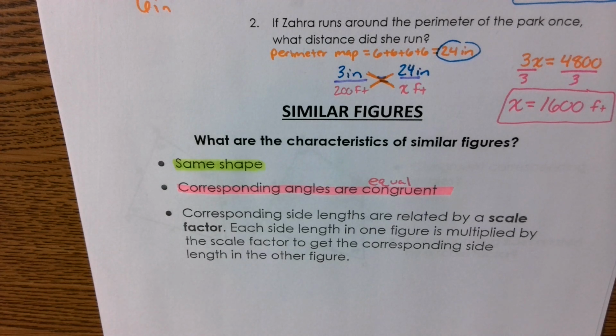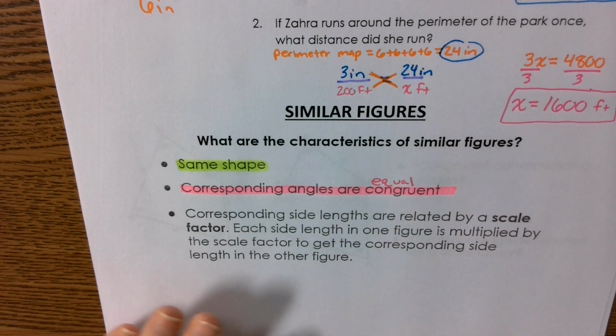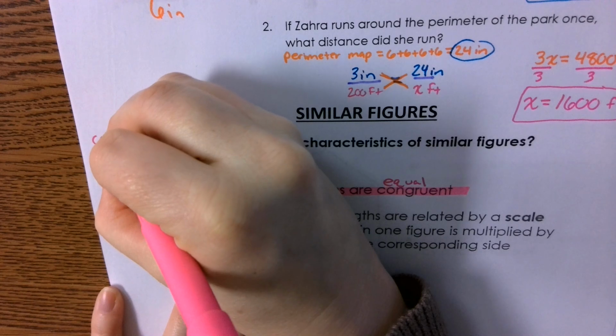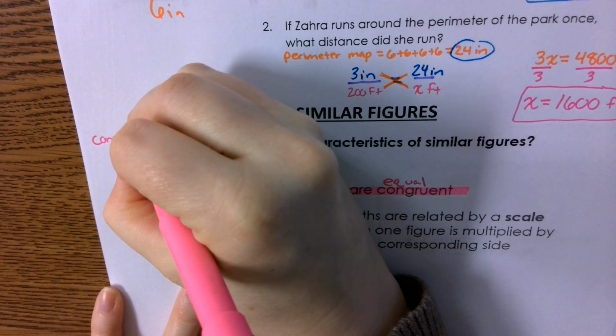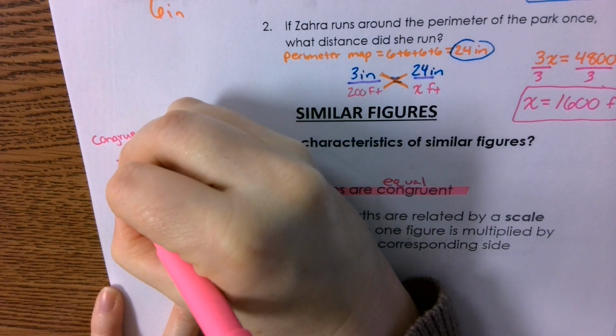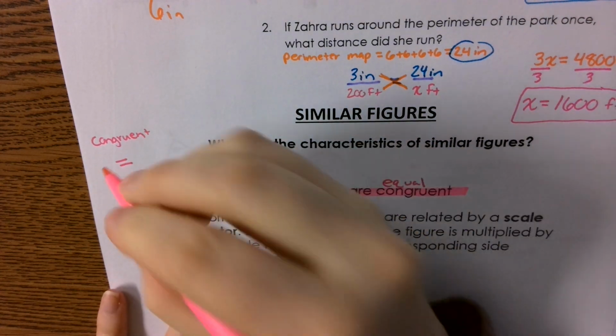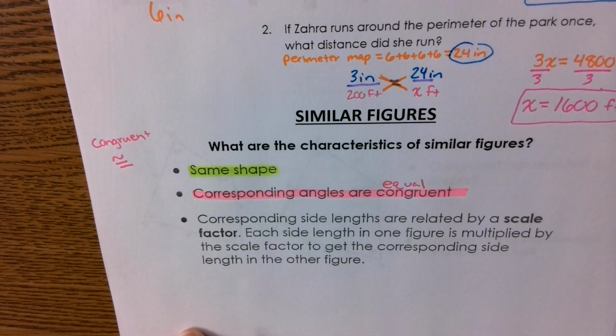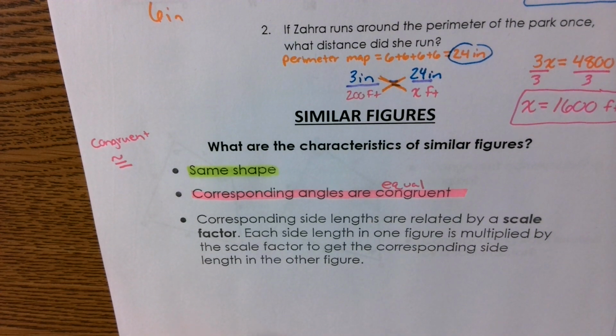Now, when we're talking about congruency, congruency has a very specific sign. When we use the word congruent, it's not just an equal sign. Equal is equal. Congruent is an equal sign with a little wave up at the top of that equal sign. Okay, so that is what we use to indicate congruency. You have an equal sign with a wave above it. So you'll see that often for what we'll be using today.